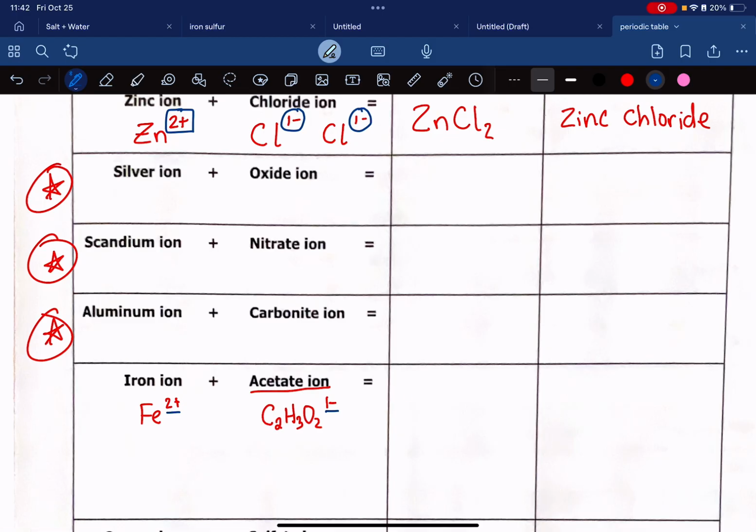All right, my formula then, Fe, open parentheses, C2H3O2, close that parentheses, and then throw a 2 outside it to show that I have 2 of the thing in the parentheses. In this case, I have 2 acetate ions. And so the name for this compound here is not just iron acetate, but it's going to be iron something acetate.